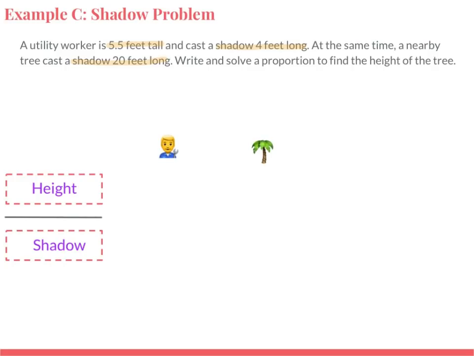There's lots of different ways to set up the proportion. I could switch the tree and the man. That doesn't matter as long as I keep the man on one side, the tree on one side, the height on the top, and the shadow on the bottom. I just have to make sure that everything is in the right place.